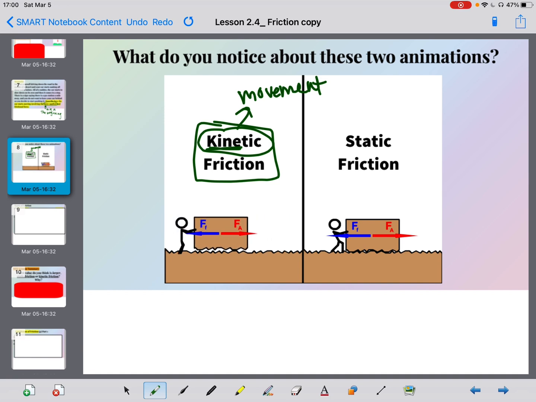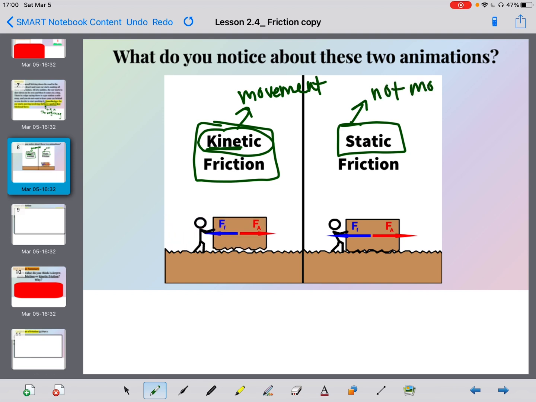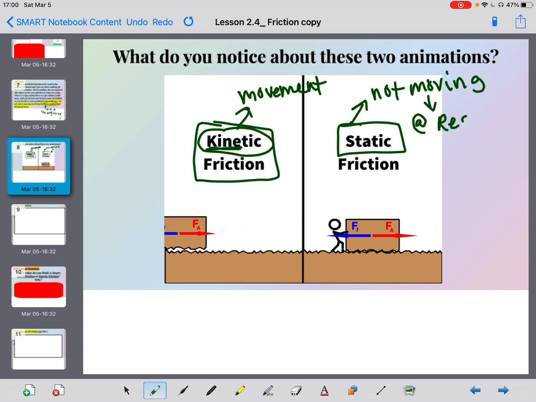So let's take a look at what this is, static friction. If something's static, we might not know what that means right away, but if we look at the picture, we might get a sense of what's happening. The guy's not moving. So this just means that it's not moving. Static just refers to objects that are not moving. Another way you can say this is at rest or it's still.